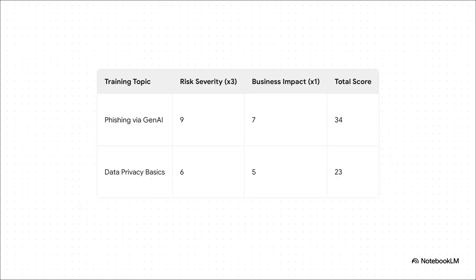Let's see how this actually works. In this little example, we're comparing two potential training topics. Phishing via Gen AI. That scores a 9 out of 10 on risk severity. And since that factor is weighted by 3, boom, that's 27 points right there. Data privacy basics is important, but its risk score is lower. When you tally it all up, the Gen AI topic has a way higher score. This isn't a guess. It's a clear, objective reason to build that module first.